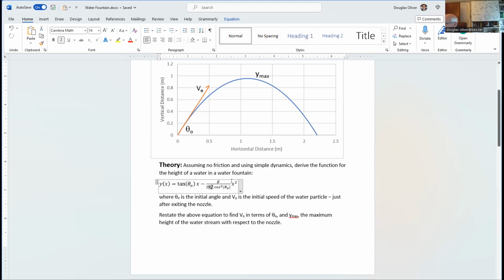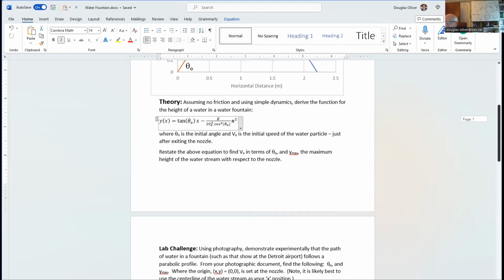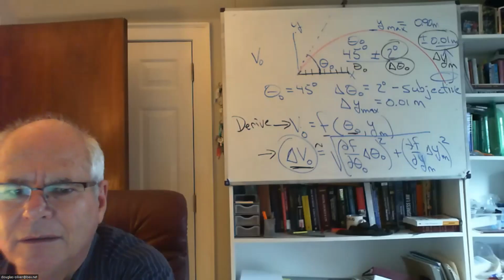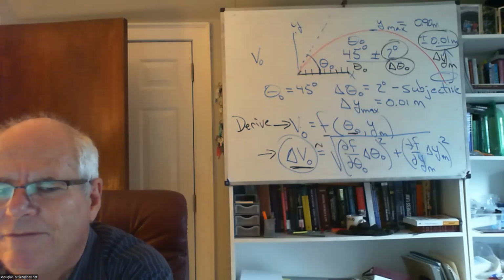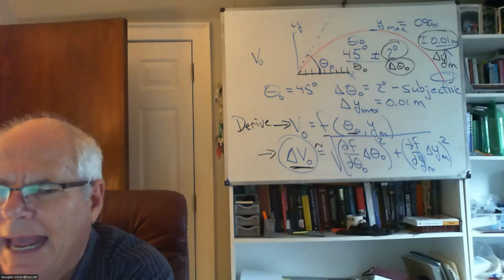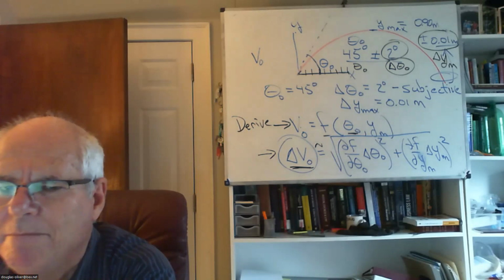Because we know the x, we can find the x value at which this occurs. So we can get then this equation. Initial speed is equal to a function of the initial angle and the y max rather. Those are the 2 things that we're going to measure.